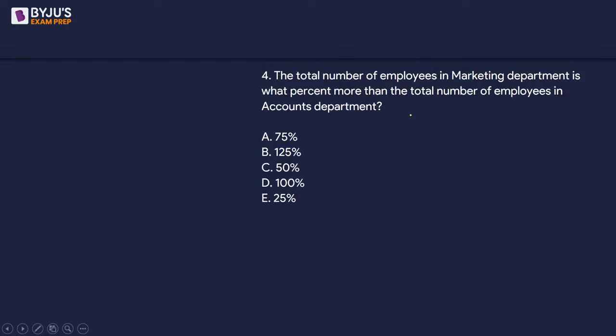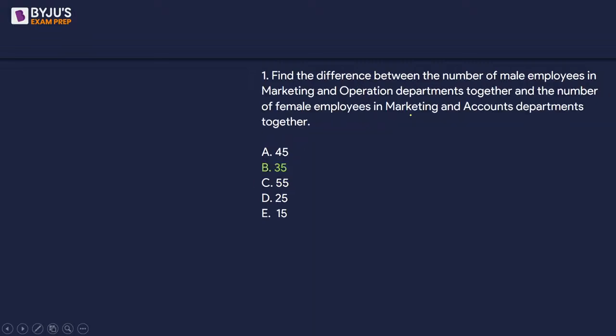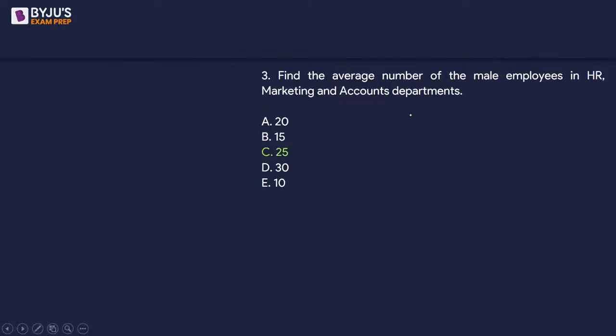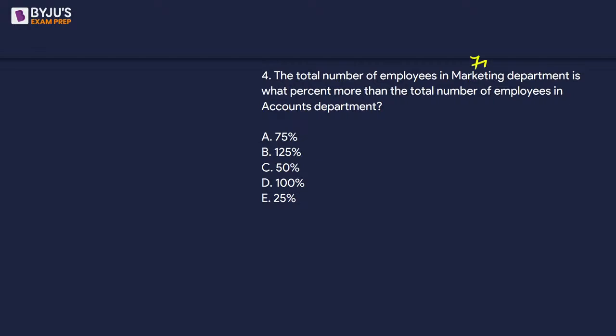The total number of employees in marketing department is what percent more than the total number of employees in accounts department. So we have to look into marketing and accounts total. So 70 and 40 is what we have. So how much more is that? 30 more out of 40, which is 75%. So option A.